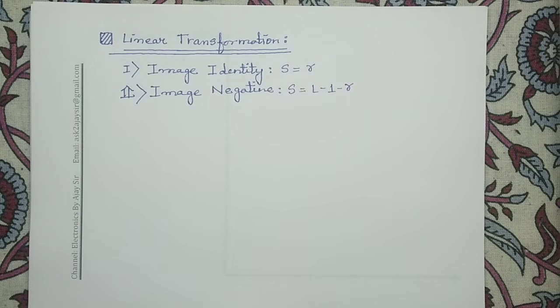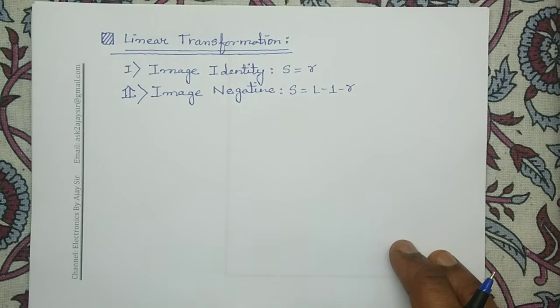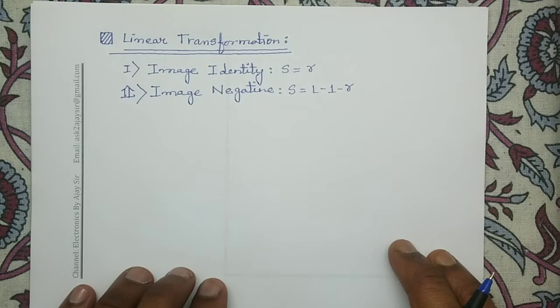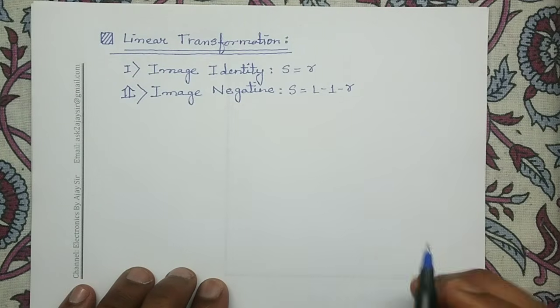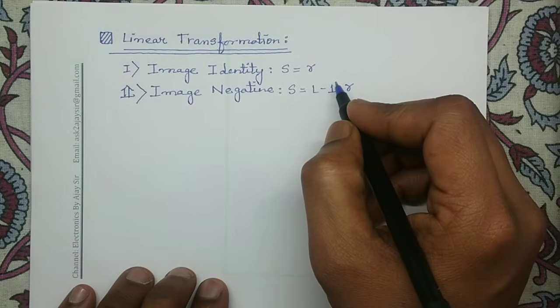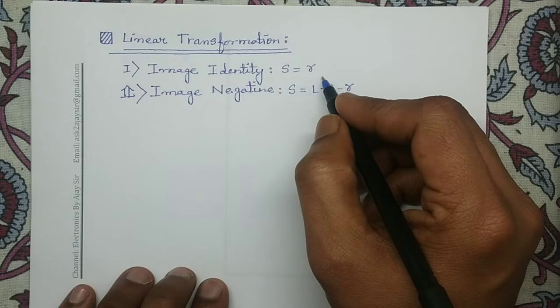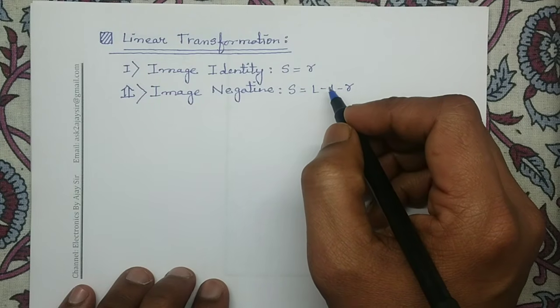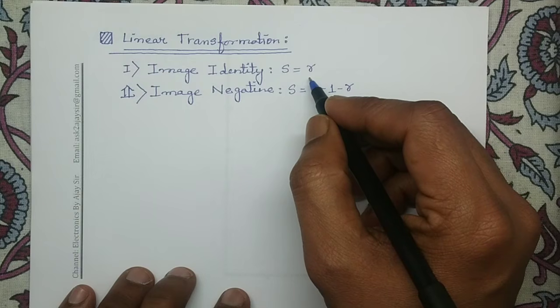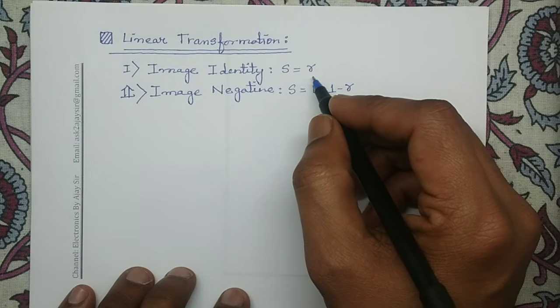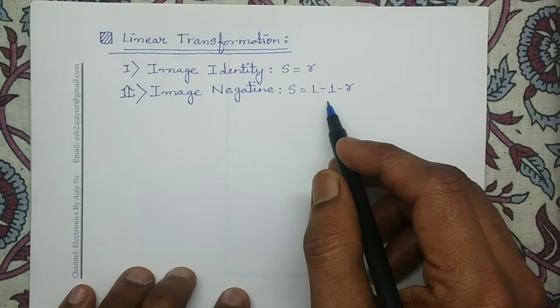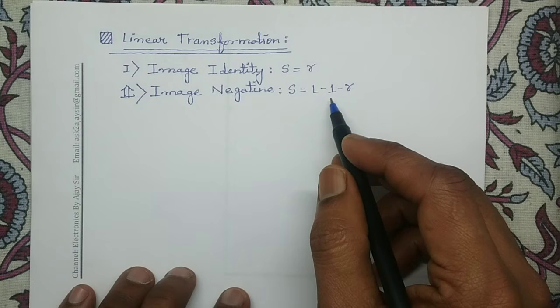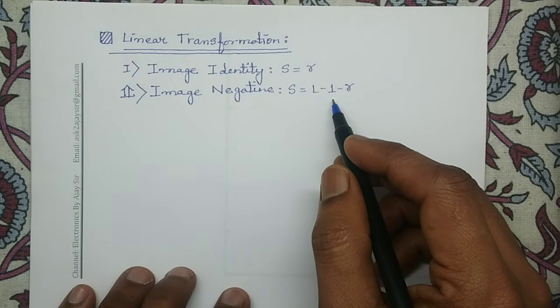Good morning all. In continuation to our previous discussion on image enhancement, in this discussion we will discuss linear transformation based image enhancement technique. In linear transformation based image enhancement technique, we have to learn two methods. These are image identity and image negative. The mathematical equation of image identity is S equals to R, and the mathematical equation of image negative is S equals to L minus 1 minus R.